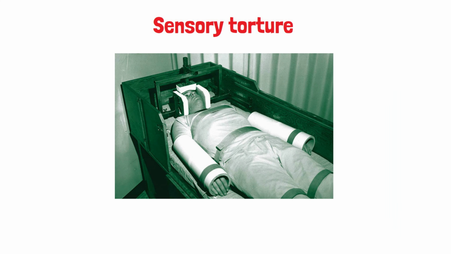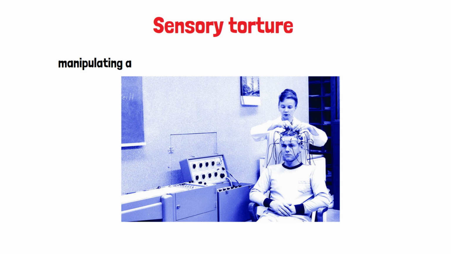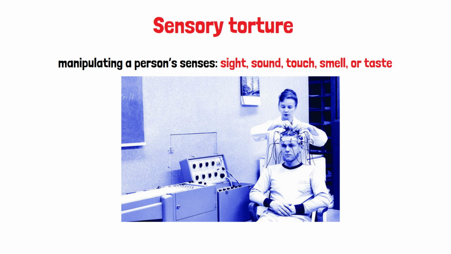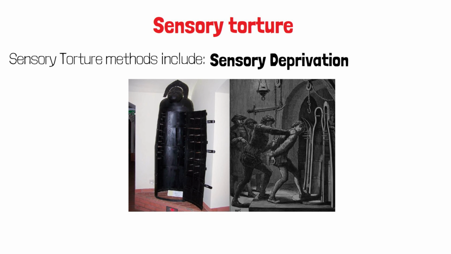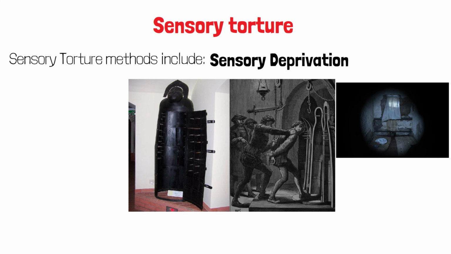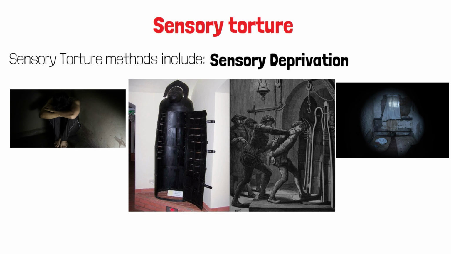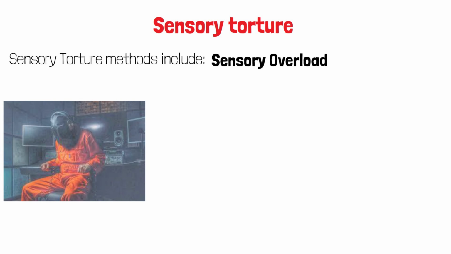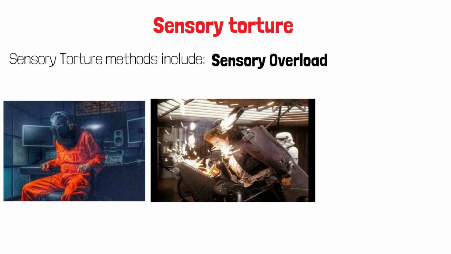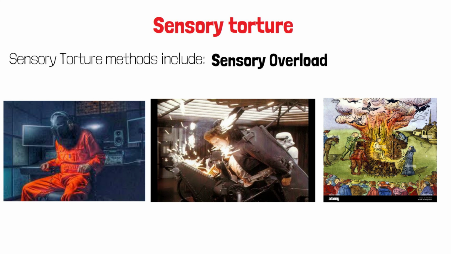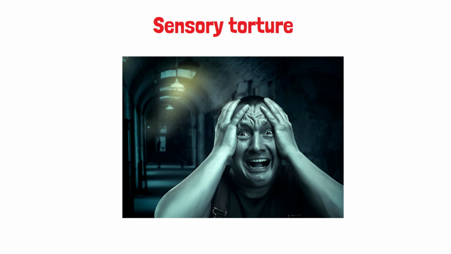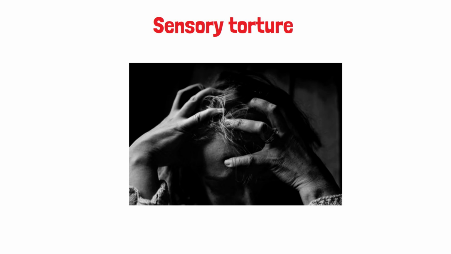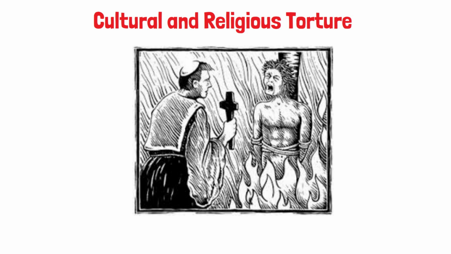Sensory torture. Sensory torture involves manipulating a person's senses, sight, sound, touch, smell, or taste, to create overwhelming discomfort or pain. Common sensory torture methods include sensory deprivation, placing the victim in a setting where they are deprived of sensory input, such as complete darkness or silence, leading to disorientation. Sensory overload, subjecting the person to loud noises, flashing lights, or extreme temperatures to overload their senses and cause extreme discomfort. These methods are designed to break the victim's connection to reality, often leading to panic attacks, hallucinations, and long-term trauma.